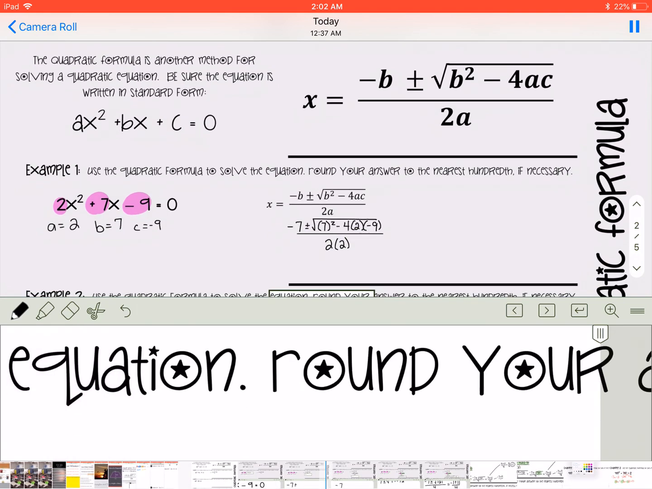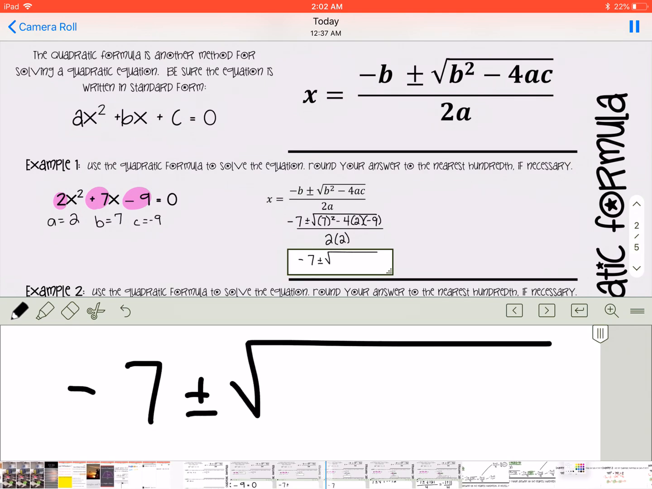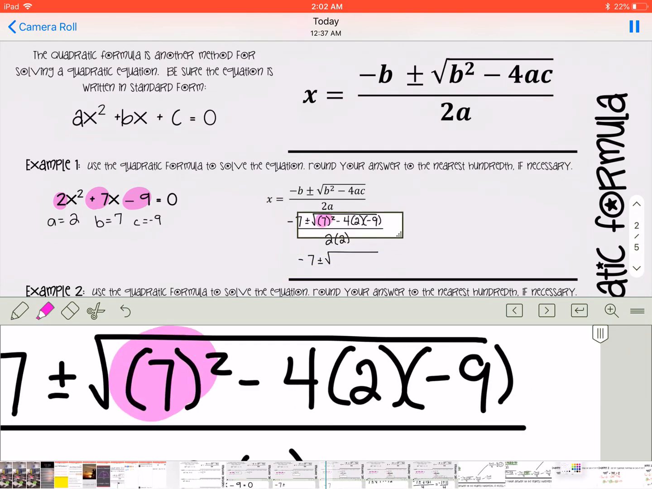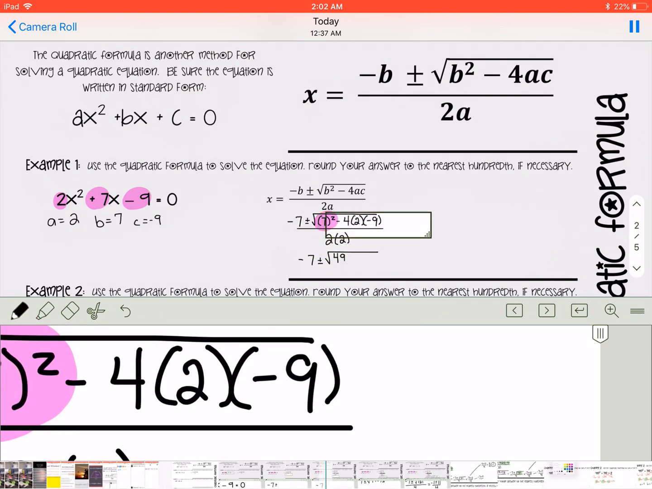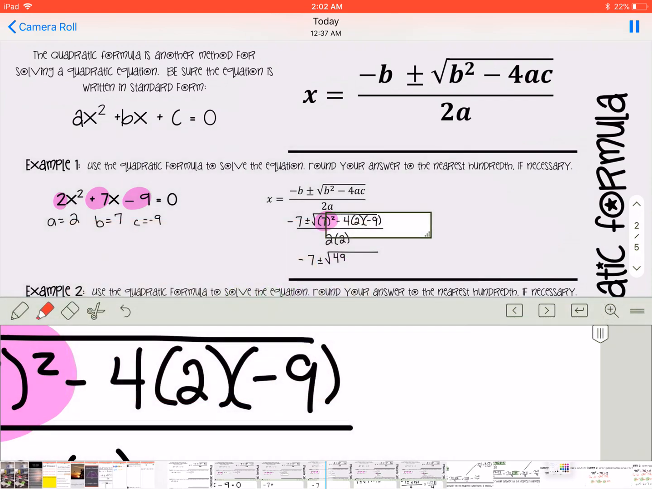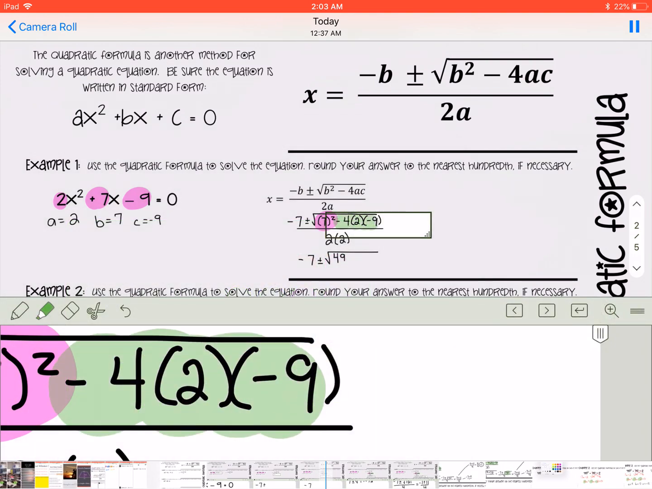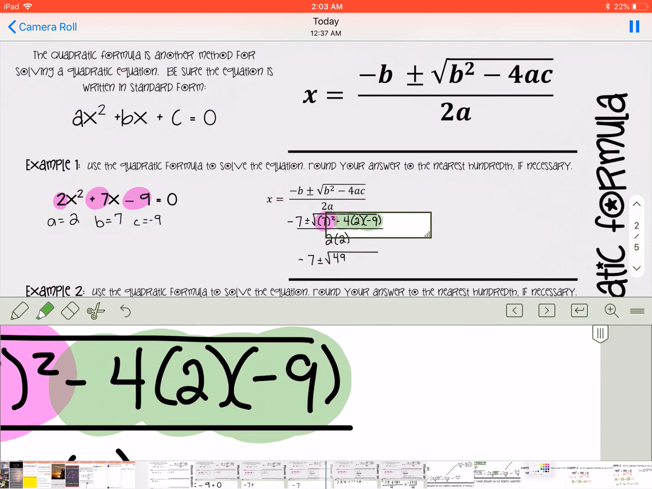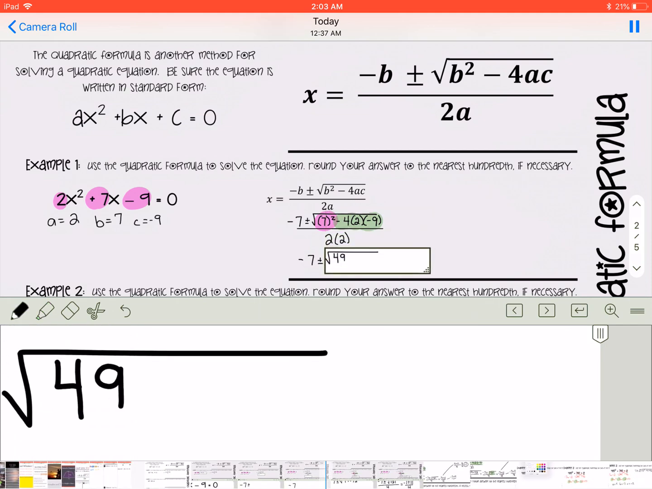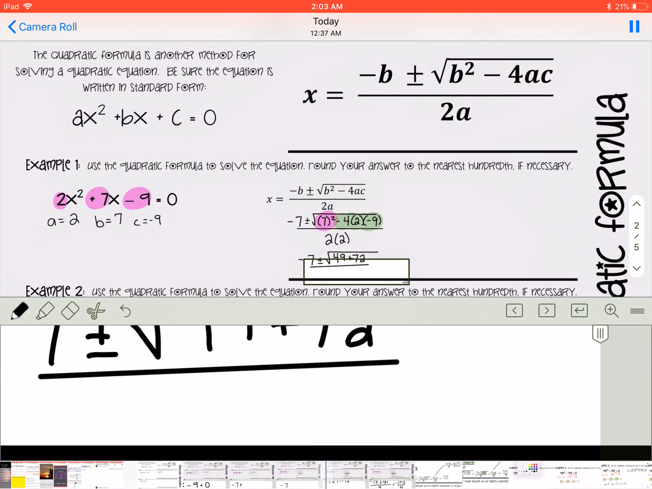Our next step would be to simplify our radical, so that's the same as negative 7 plus or minus the square root. And if I go back up here, 7 squared would be 49. And then I have a negative 4 times a 2 times a negative 9. Well, negative 4 times 2 would be negative 8, and negative 8 times negative 9 would be a positive 72. And that'd be all over, well, 2 times 2 would be 4.